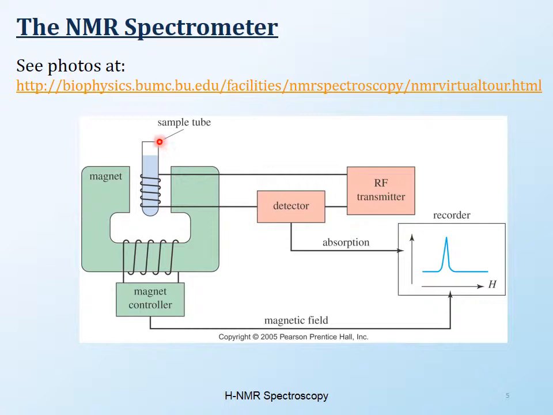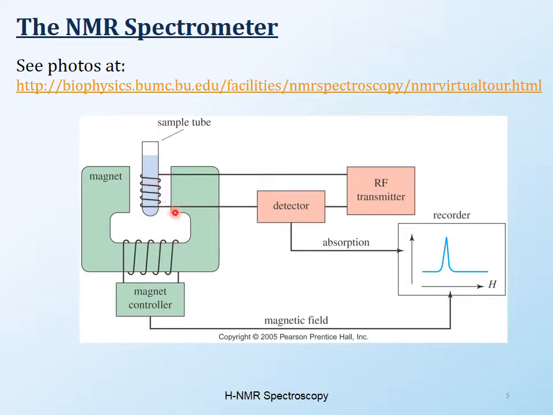The NMR sample tube actually goes right inside the magnet. It kind of disappears inside the magnet, and there it spins. The spinning will cause all the nuclei to be exposed equally to the magnet. So that's what's going on over here in the actual instrument.